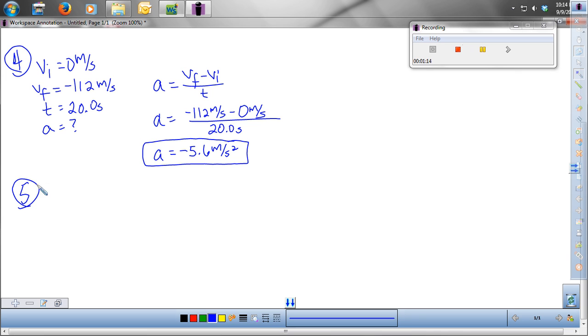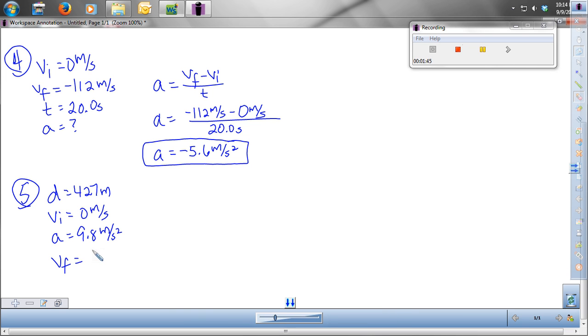Okay, if we look at the fifth word problem, it says that we have a coin that is dropped from the top of the Sears Tower in Chicago. So the distance that it has to fall is 427 meters. If it's dropped, the initial speed is 0 meters per second. Gravity is going to accelerate it at 9.8 meters per second squared. And they want to know the final velocity of the coin when it gets to the ground. So that's what we're looking for.